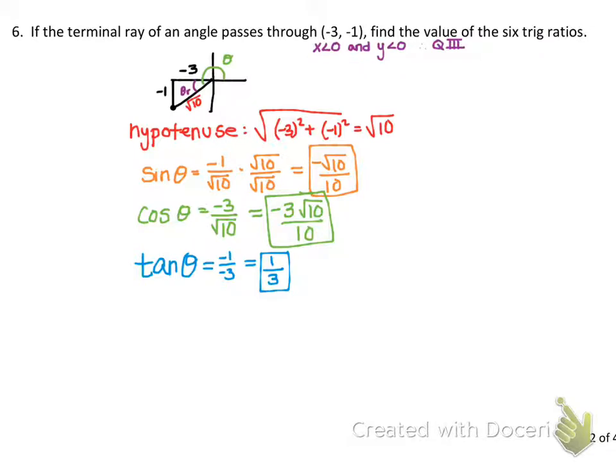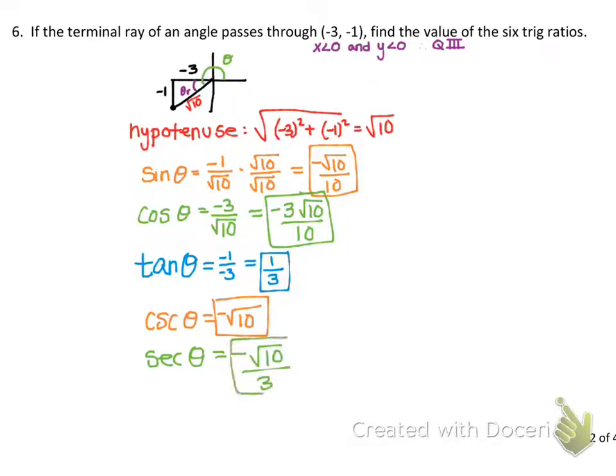All right, so now we're going to do cosecant, which is going to be negative root 10. Secant, which is negative root 10 over 3. And then cotangent, which is 3. And there we go. We have all 6 trig ratios.